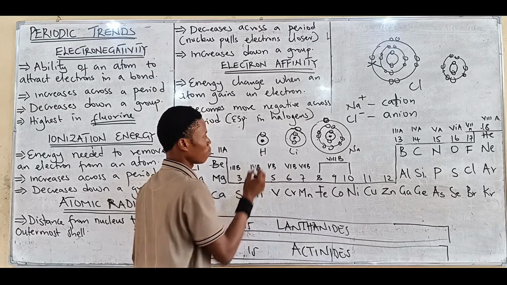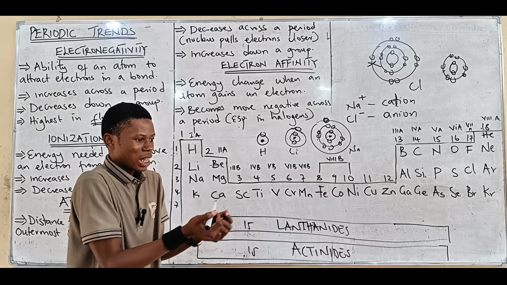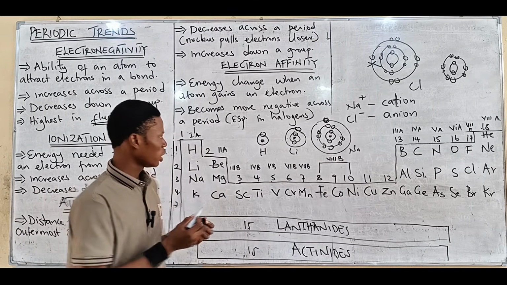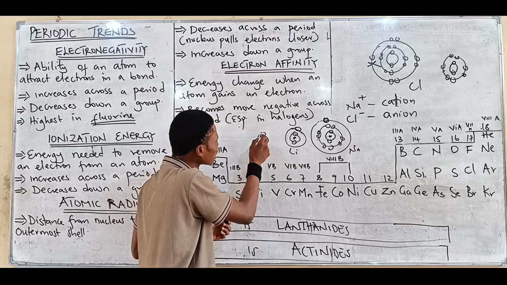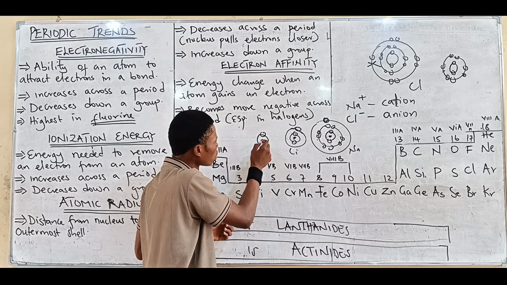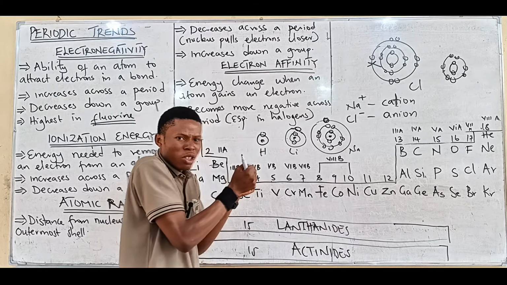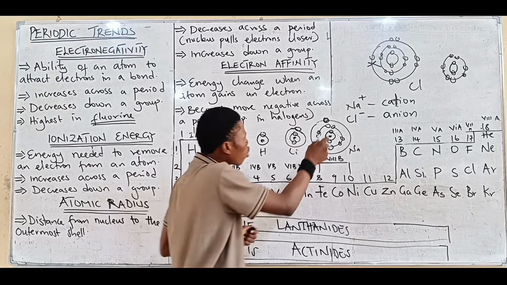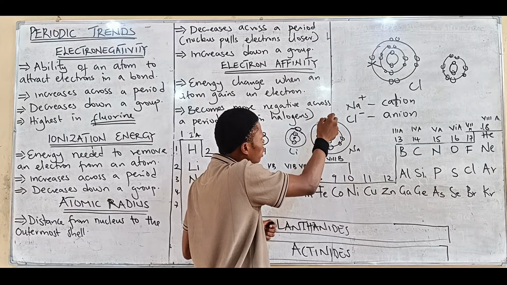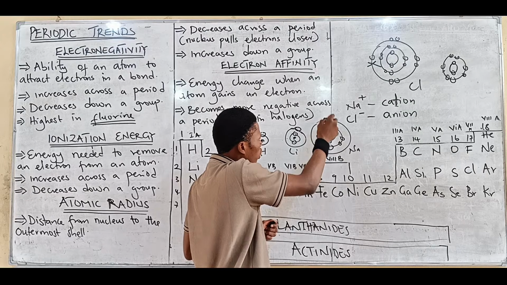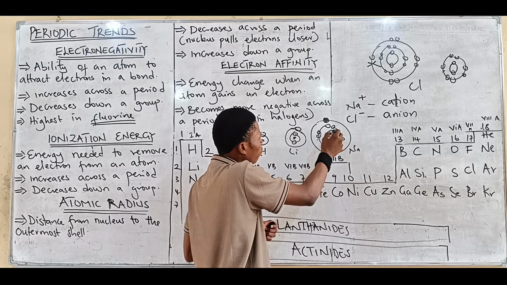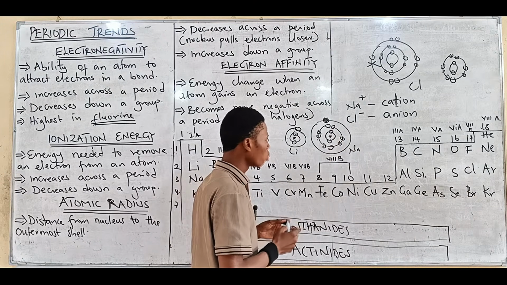Look at the nucleus as a magnet attracting electrons to itself. It means the closer this electron is to the nucleus, the more attracted it will be. The force will be very high. But if you are going far, like this electron in sodium here, which is a little far from the nucleus, the force of attraction will be low, is it not?